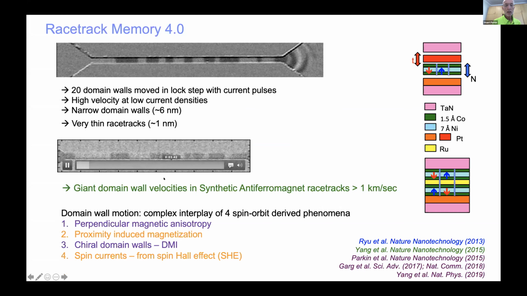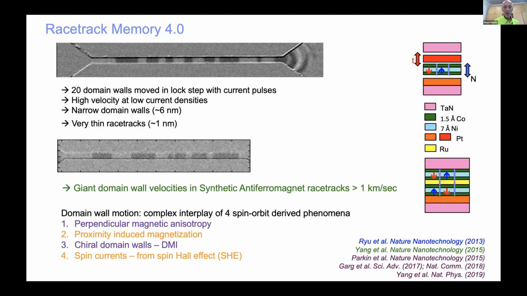And in the middle, you can see a synthetic antiferromagnetic racetrack. These racetracks are about 2 microns wide. And here the Kerr signal is reduced because the moment in the upper cobalt-nickel-cobalt layer compensates that in the lower cobalt-nickel-cobalt layer. So there's very little magnetization to be detected. Nevertheless, we can see the domain walls move, and they're moving now, in this case, about 1 kilometer per second.